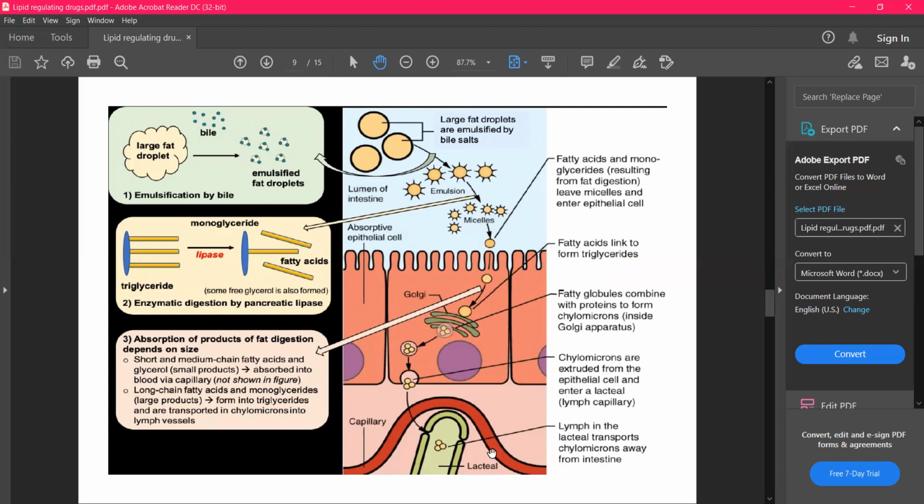So let's go through some important facts about resins, or in other words, you can call them bile acid sequestrants as well. Now this is a picture that shows how lipids get absorbed. This is quite detailed, so if you can pause the video and go through it, that would be better. But in short, lipids or the products of lipid digestion are basically lipophilic.